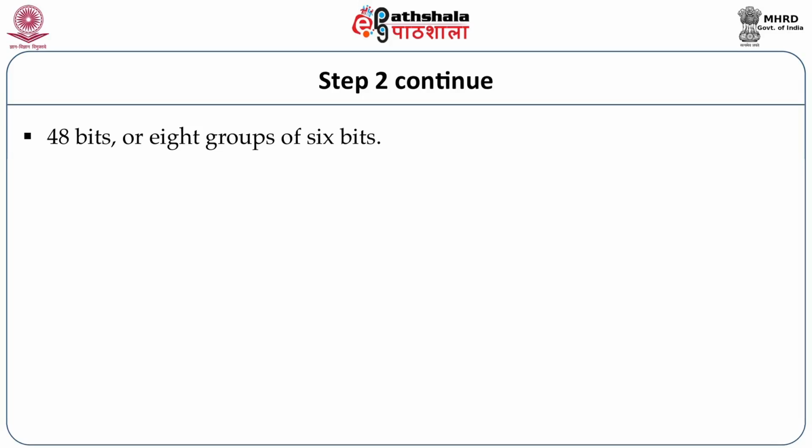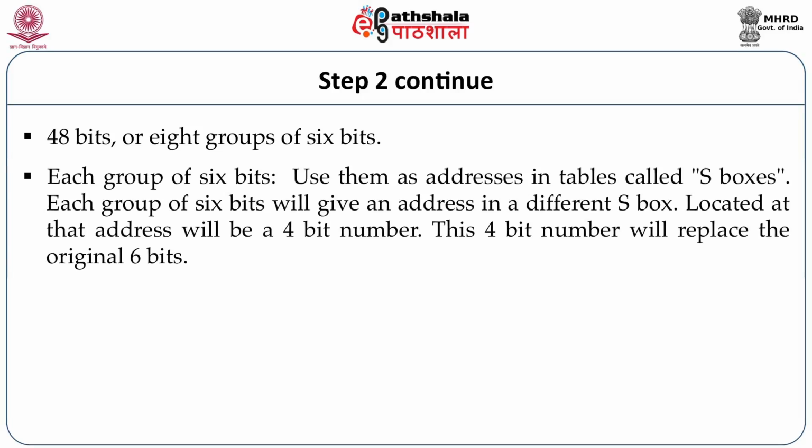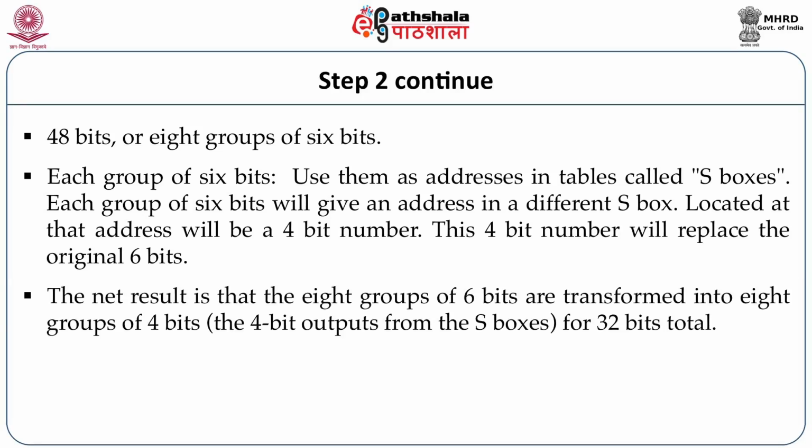The 48 bits we divide into groups of 6 bits. We will call them S boxes. Each group contains 6 bits. For each 6 bits, we have a different S box. Located at that address will be a 4-bit number. The 4-bit number will replace the original 6 bits. So the S box converts the 6-bit input into 4 bits. The net result is that 8 groups of 6 bits are transformed into 8 groups of 4 bits.